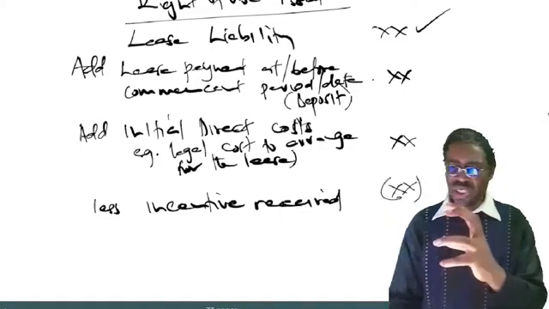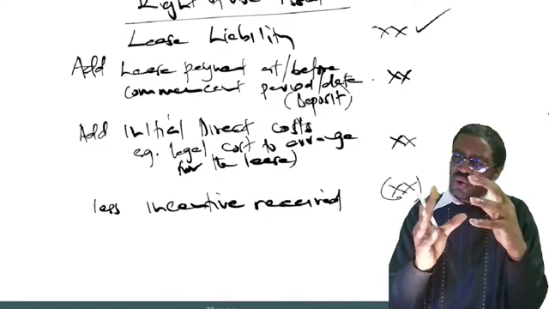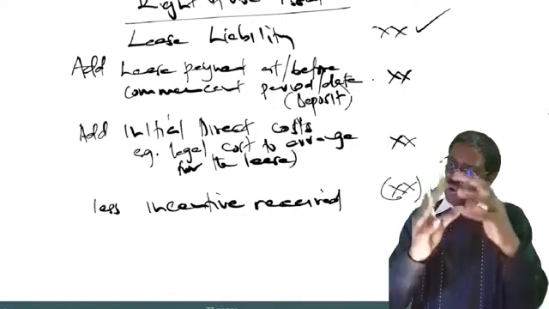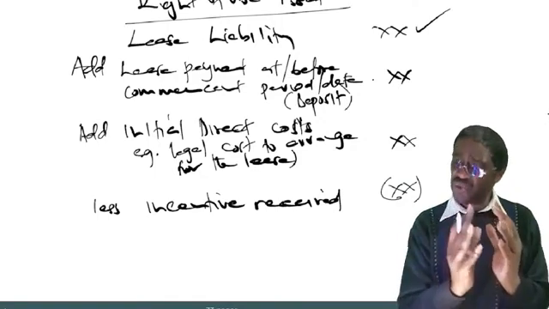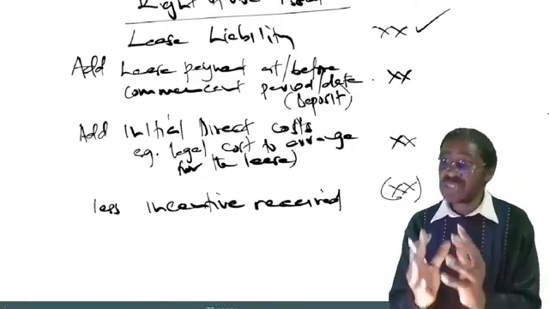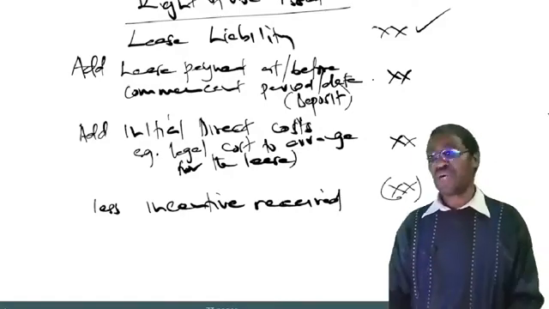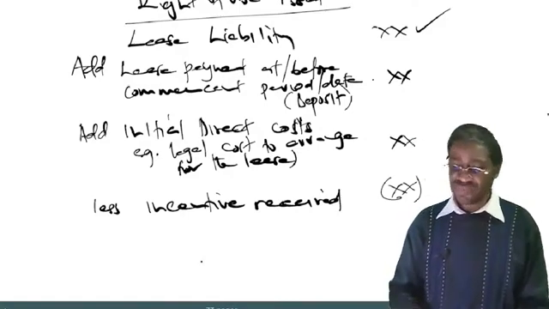Don't forget, we are looking at how much it will cost you to lease this asset. Whatever it will cost us in total, that's what you recognize as your lease asset, or what we are calling right of use asset. I hope you are following. Good. The last one.